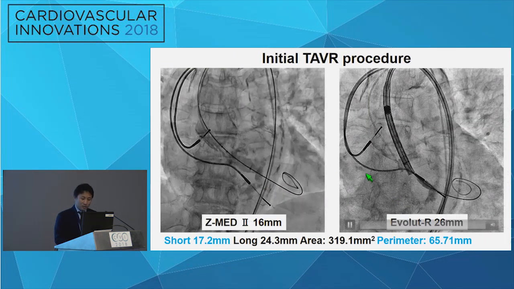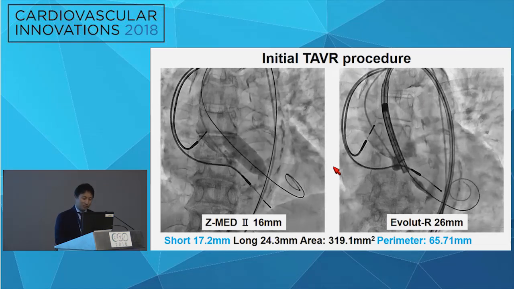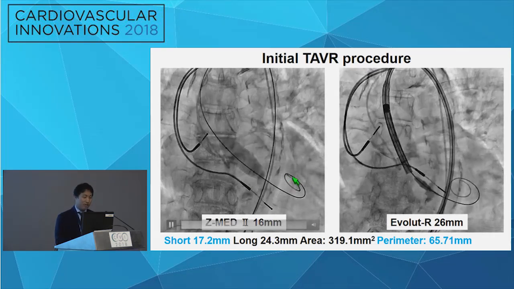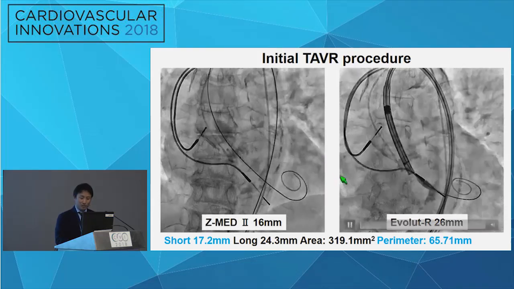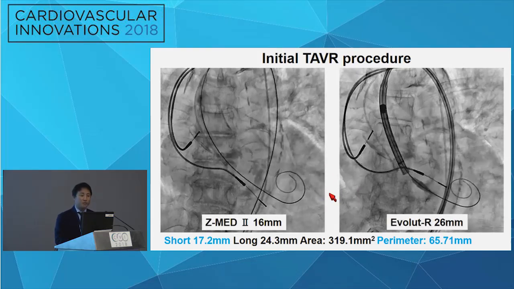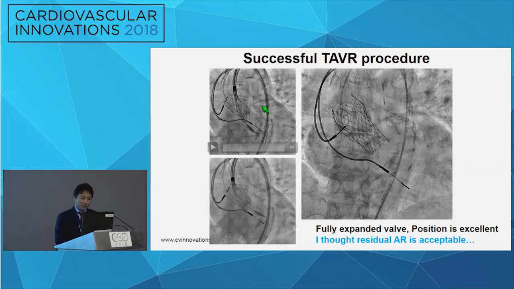So we chose Evolut because we want to avoid annulus rupture, and the sinus diameter is 17. So we chose a 16 millimeter balloon predilatation, and Evolut 26 because the perimeter is 65. And this is a conventional Evolut practice.